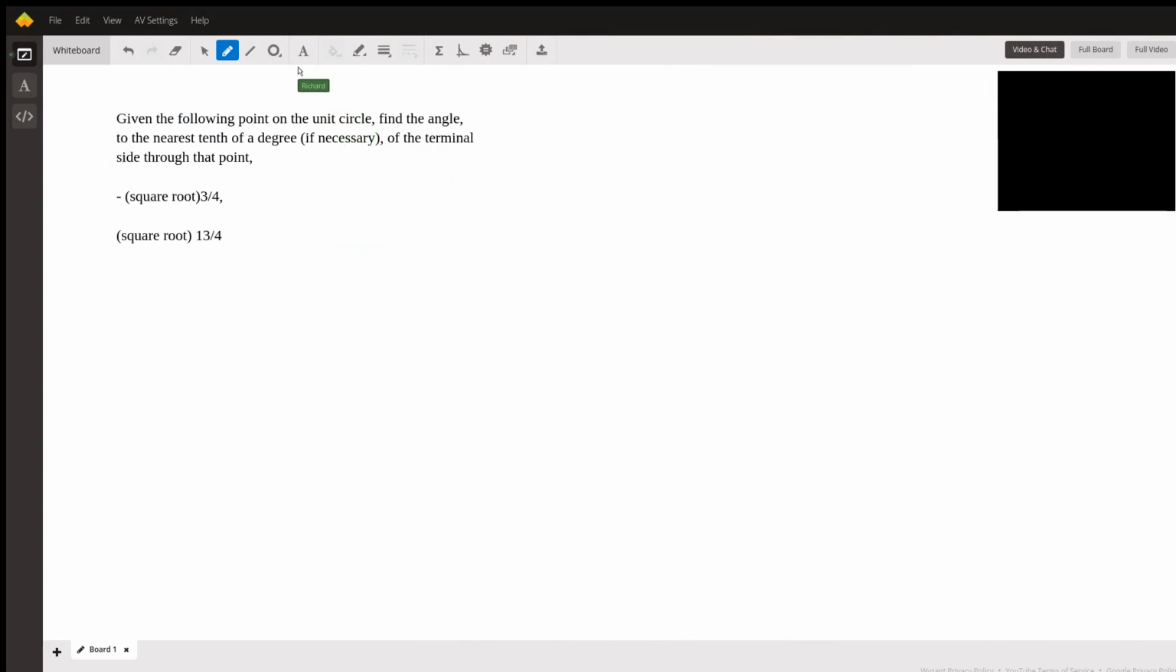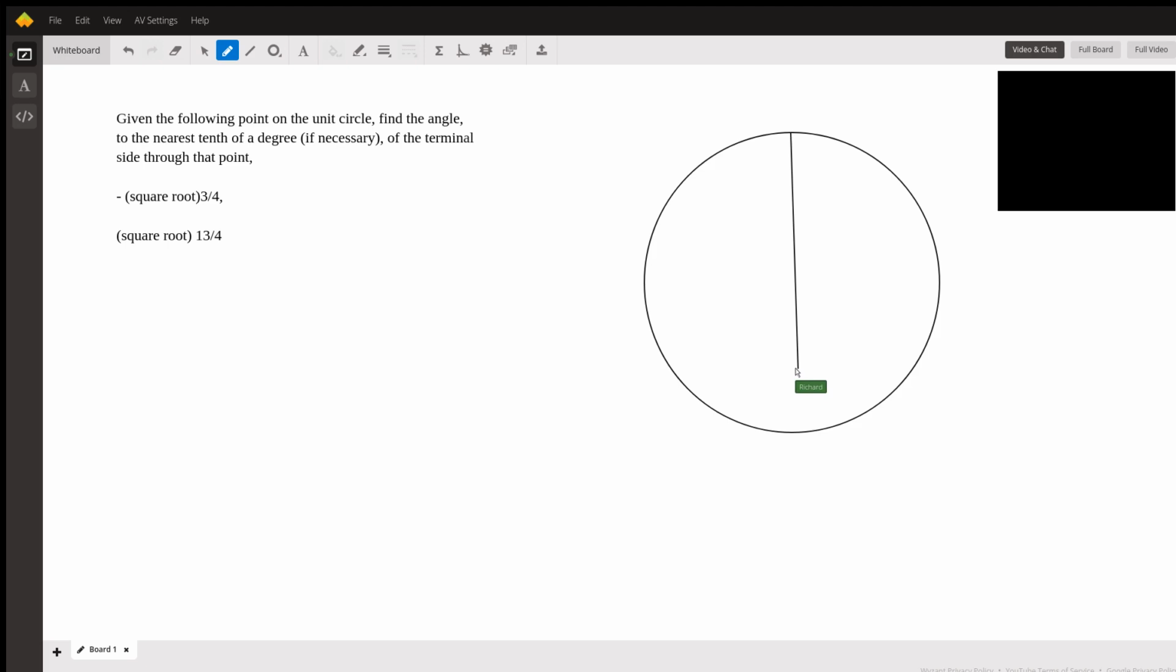It's kind of an unusual question, mostly I think because of the way it's worded. So we're going to take a look at the unit circle here and see what we can do with this problem. My drawing skills are not that great. Let's pretend this is a unit circle, and we're interested in an angle here.